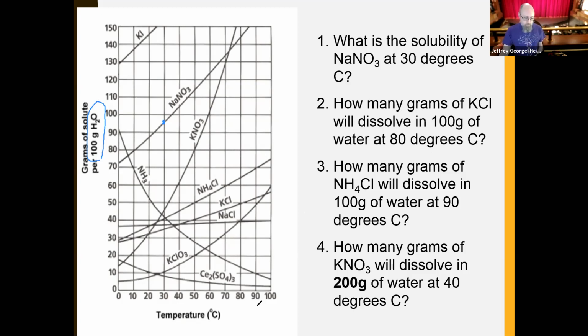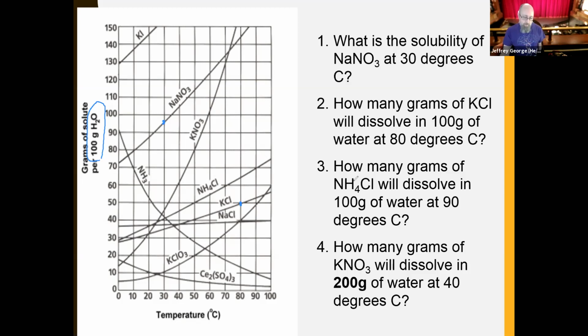80 degrees, we're talking about KCl, so 80 degrees interacts with the KCl line right there. KCl and NaCl are hard to tell apart there, so make sure you're careful about the lines, right? And then I read that off, 50 grams. So the solubility of KCl at 80 degrees is 50 grams. That's number 2.